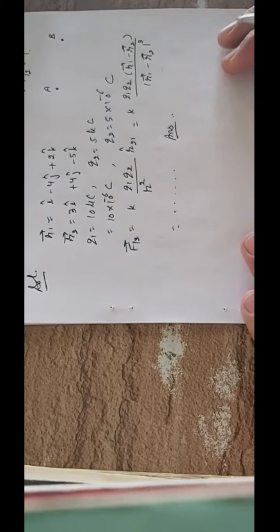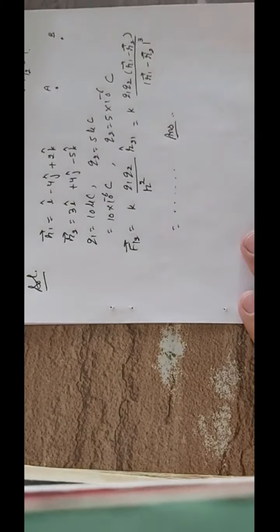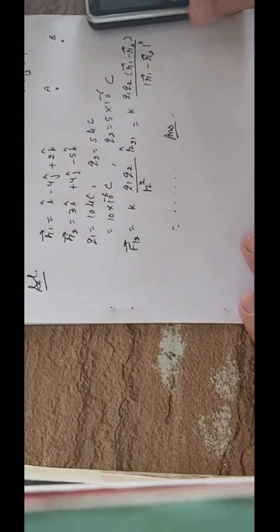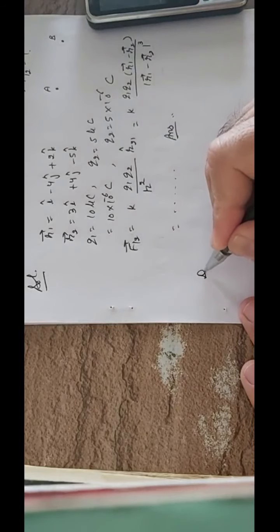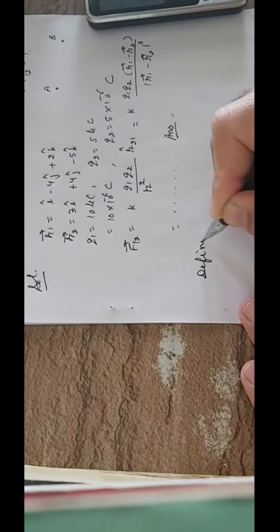Now after Coulomb's law in terms of position vector, there is a very important topic. That important topic is the definition of dielectric constant.